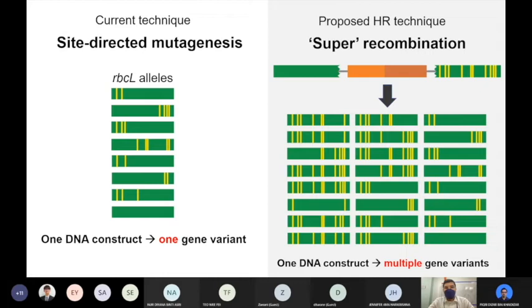But with the proposed technique, we just need one construct, and in one of the DNA repeats we put the DNA mutation sites. Then depending on the crossover event between the two DNA repeats, we'll theoretically get multiple gene variants of the same gene, but with different patterns of integration of the mutation sites. So this speeds up the whole process of studying gene expression.